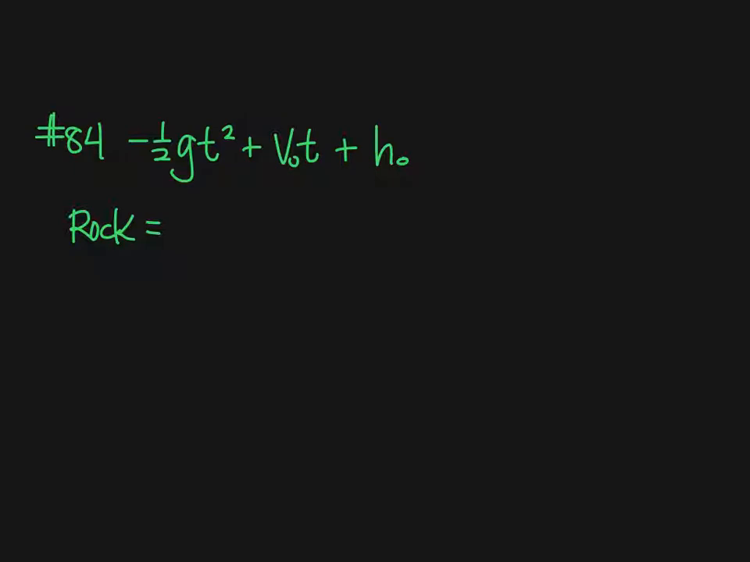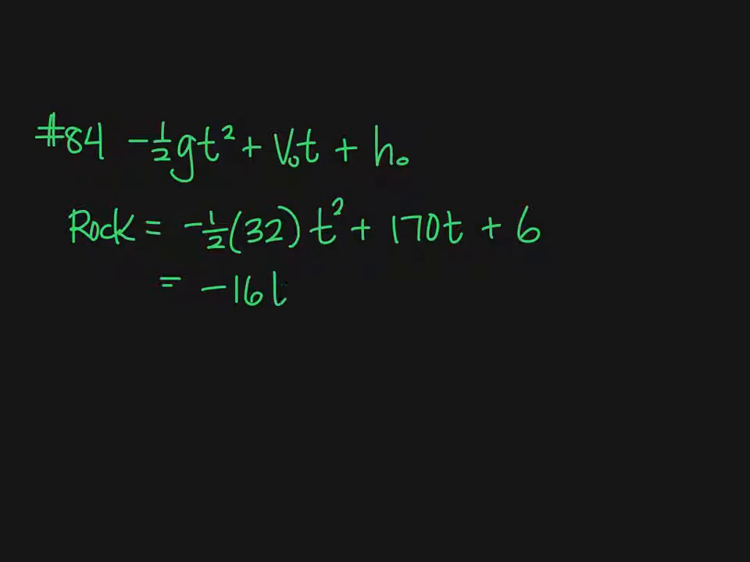Negative 16 t squared. So you're jumping ahead just a little bit. You're using 32 then. Yeah. Okay, so you've already done that. Okay, plus 170t plus 6. I did t because we're talking about time. Plus 6. So yeah, you're going to simplify that. So negative 16t squared plus 170t plus 6. That is our equation for the rock.